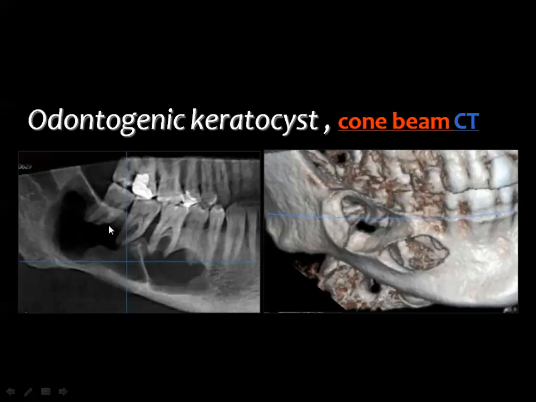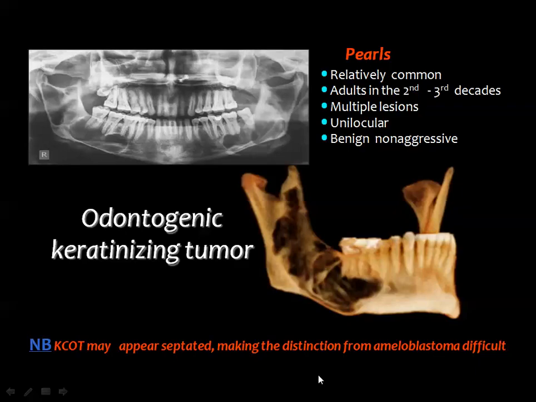Then the basic information about the odontogenic keratocyst: this lesion is not as common as the ameloblastoma. It occurs at a younger age compared to ameloblastoma, in the 2nd to 3rd decades, while ameloblastoma occurs in the 3rd to 5th decades. This lesion may occur in multiplicity, and this is not seen with ameloblastoma.